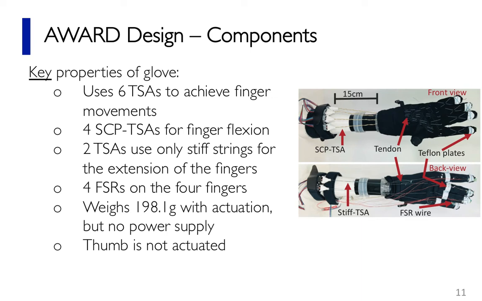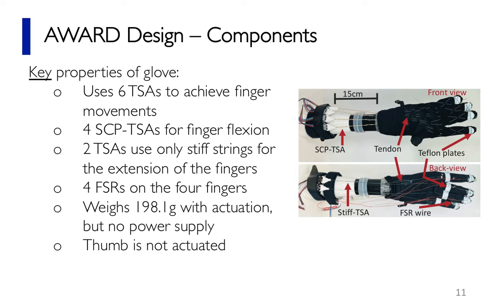Now I present our ward, as seen from the picture. Our ward uses 6 TSAs to achieve finger movements. 4 of the 6 TSAs use both stiff strings and SCP strings and are utilized for finger flexion. The remaining 2 TSAs consist only of stiff strings and are used for the extension of the fingers.